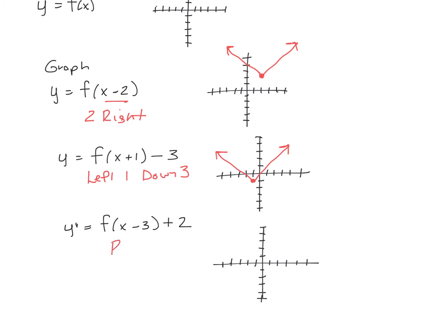This last one here, it's going to be right 3 and up 2. So this 0, 2 point, I'm going to move it right 3. I'm going to go up 2. That's my new vertex, which would be 3, 2. And then again, the shape of the graph does not change. It'd be the same size.